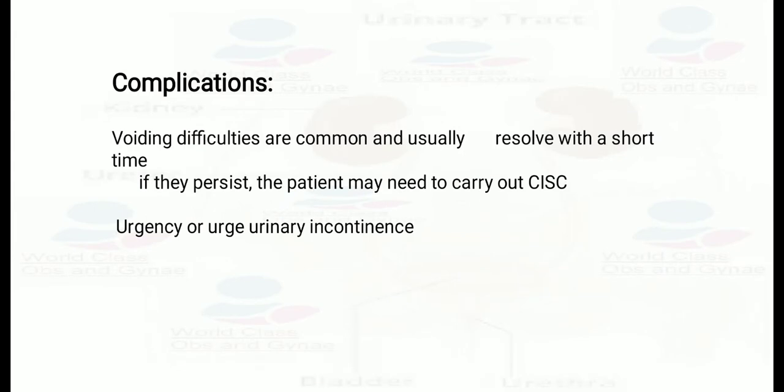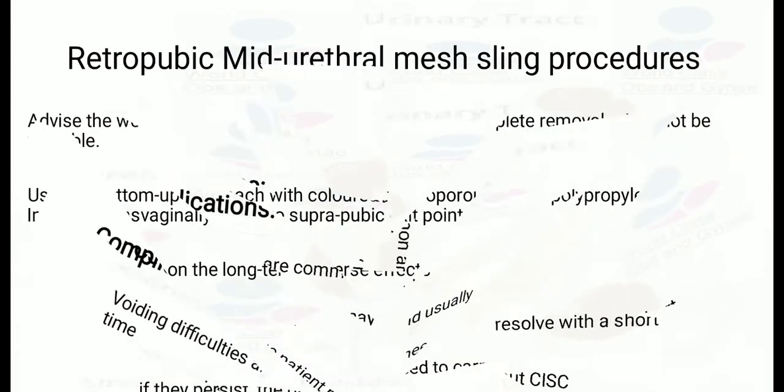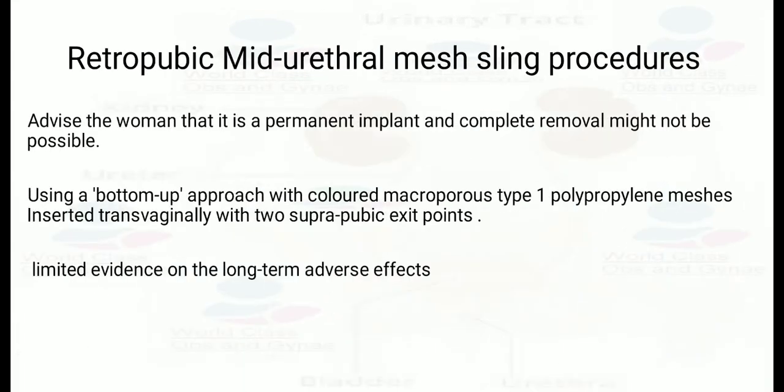Complications include voiding difficulties. These are most common and usually resolve within a short time. If they persist, the patient may need to carry out clean intermittent self-catheterization. Urgency or urge incontinence may be another complication. For the retropubic mid-urethral mesh procedure, advise the woman that it is a permanent implant and complete removal might not be possible. Use a bottom-up approach with a colored macroporous type 1 polypropylene mesh inserted transvaginally with two suprapubic exit points.